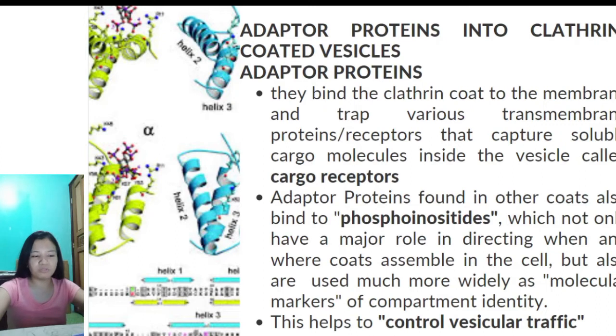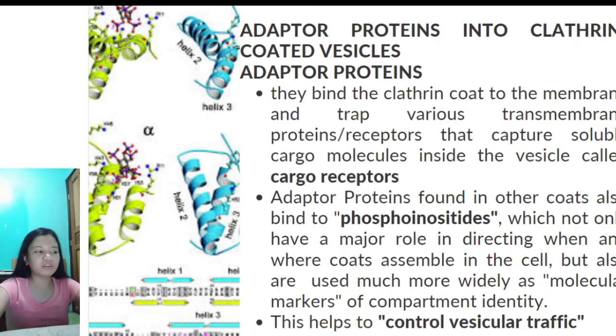But also, si phosphoinositides is ginagamit din sila much more widely as molecular markers. Ginagamit sila ng mga molecular markers ng compartment identity. So, this helps. Once na meron tayong phosphoinositides na nagsaserve ng mga molecular markers, matutulungan nito yung makontrol yung vesicular traffic. So, para mabalansi naman natin yung vesicle traffic sa isang compartment, yung mga coat proteins is kailangan ma-assemble lang sila when and where they are needed. Kung kailan lang sila kailangan, doon lang sila mag-assemble.